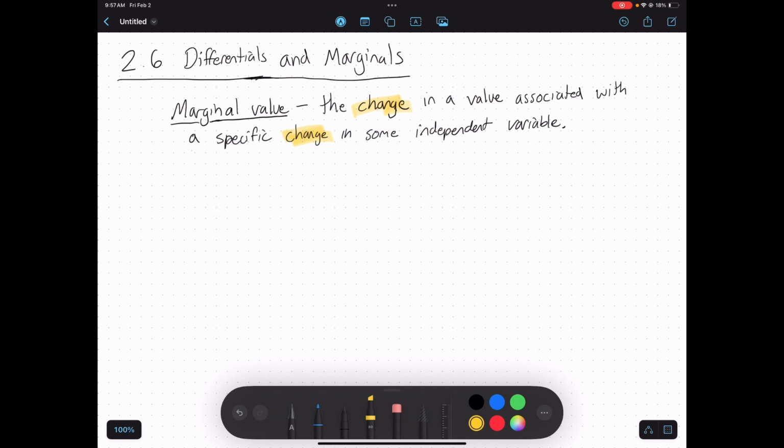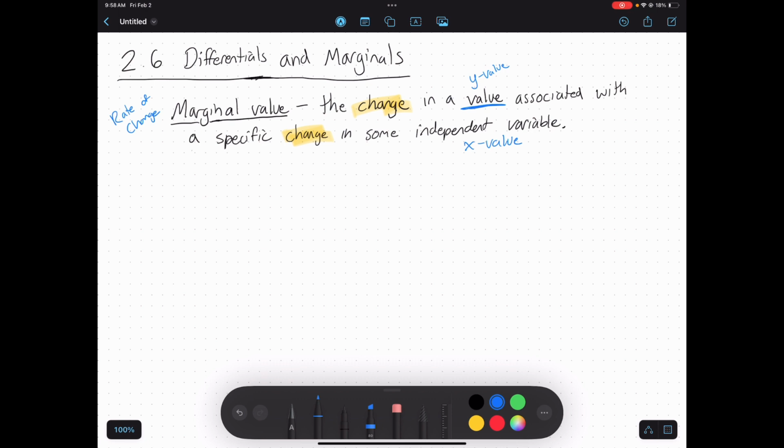That means marginal value really is just a rate of change. How does one value change as you change the independent variable? Well, remember, if I'm talking independent variable, I'm talking about my x value, right? So when I say the change in a value, what value am I talking about? The y value, or the dependent variable. So all a marginal is just a rate of change. How is your y value changing as you change your x value? It's just a different way to say it if you're talking about a specific context, like economics.